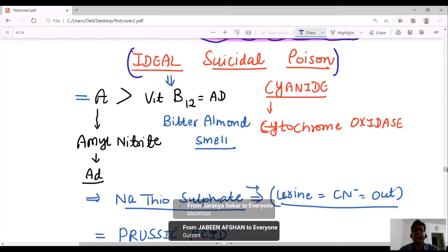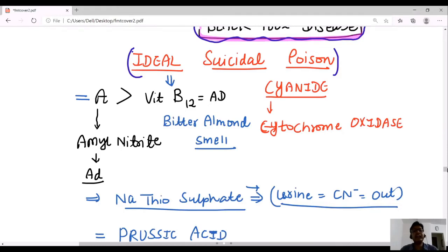Now, ideal suicidal poison. The ideal suicidal poison is cyanide. C for cyanide, C for it inhibits cytochrome oxidase. Now, if we remember C, we can remember A and B also. Amyl nitrite is an antidote for cyanide. Vitamin B12 is also an antidote for cyanide, but amyl nitrite is a better antidote.